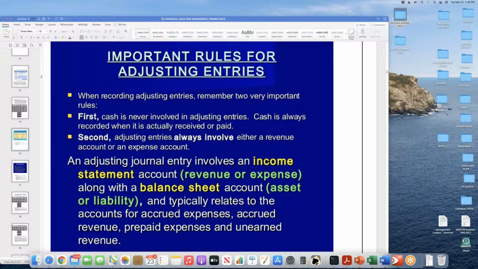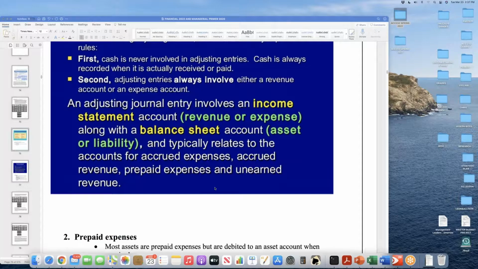So, important rules for adjusting entries. First of all, cash is never involved in an adjusting entry. It might be involved in a preceding entry or a later entry, but not in the adjusting entry itself. Secondly, it involves an income statement account, revenues and expenses, that's the right side of the chart of accounts, and a balance sheet account, which is the left side. So those give you some guides.